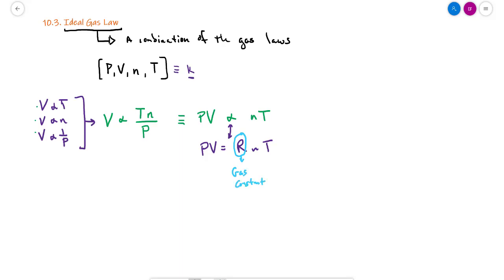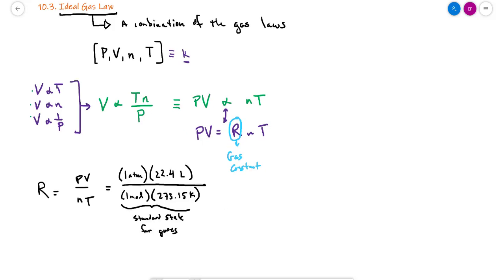So let's think about what that gas constant is. If we set this up and just solve, R equals PV over NT, then we can pop in the values for gas under standard state conditions. So we're talking about 1 atmosphere, and remember, for 1 mole of stuff, that equates to a volume of 22.4 liters, and 0 degrees Celsius is the standard state for a gas, which is 273.15 Kelvin.